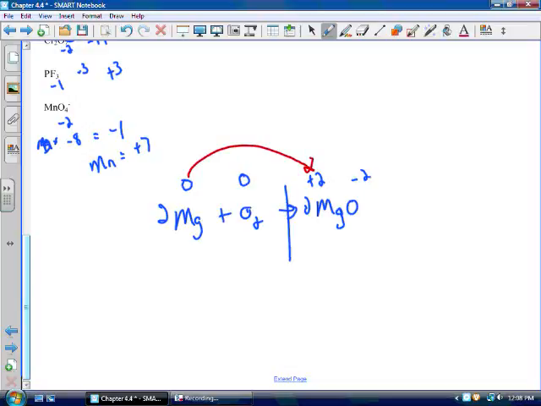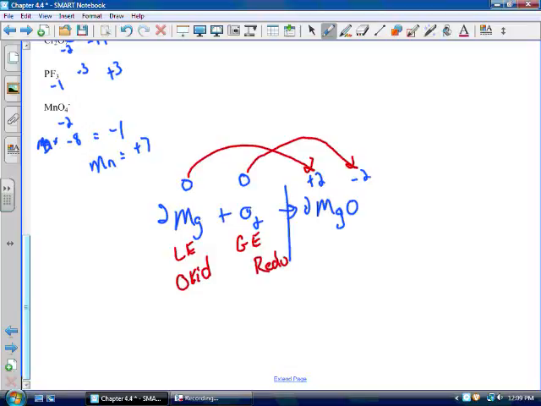The only way things can become more positive is to have lost electrons. Therefore, since magnesium has lost electrons, it has been oxidized. Oxygen went from a 0 charge to a -2 charge. The only way you can become more negative is to have gained electrons, and gaining electrons is reduction. So oxygen has been reduced.